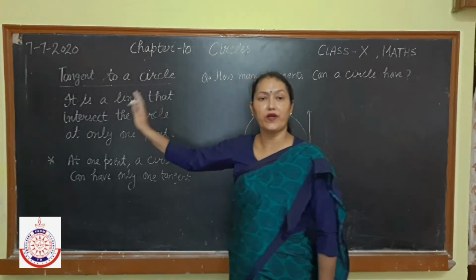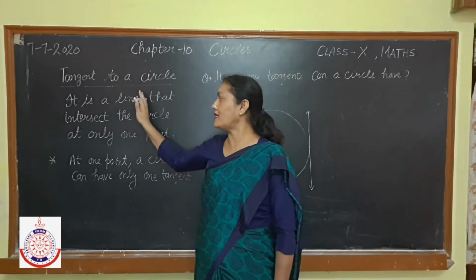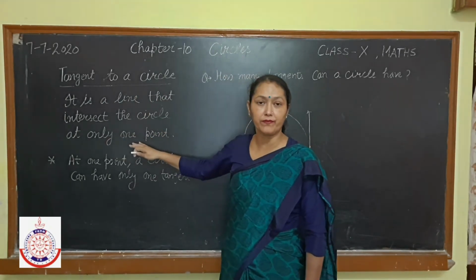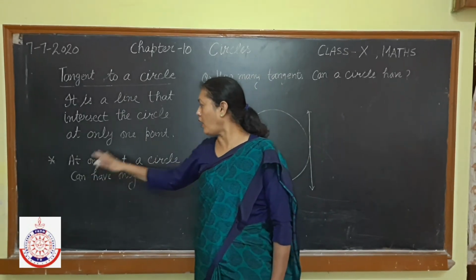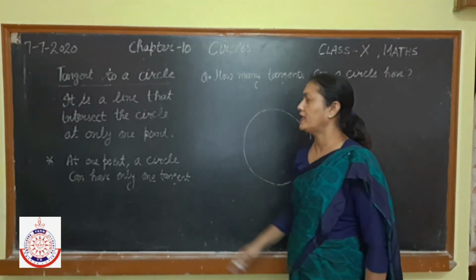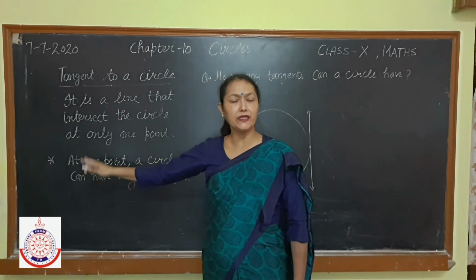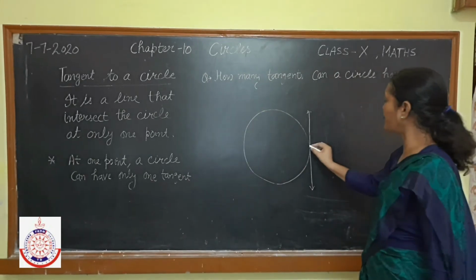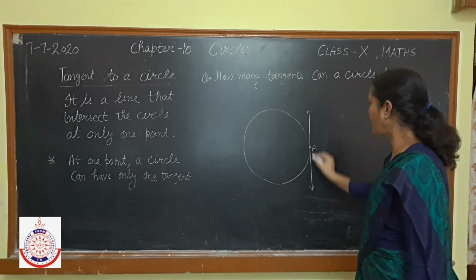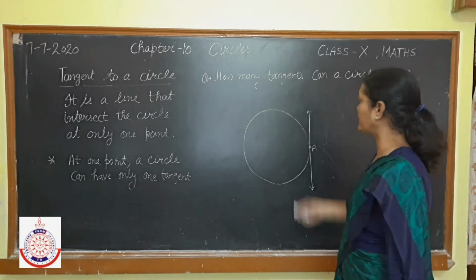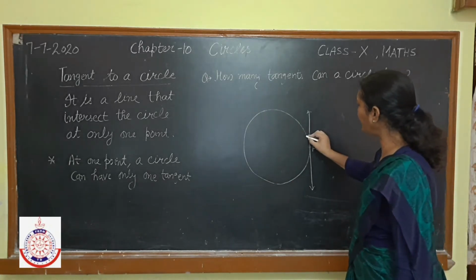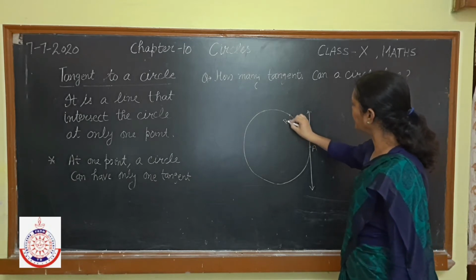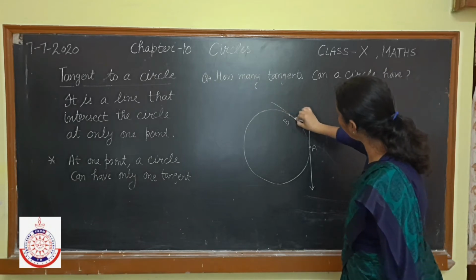Tangent to a circle. What is a tangent to a circle? It is a line that intersects the circle at only one point. Now the question comes, how many tangents can a circle have? The answer would be, at one point a circle can have only one tangent. Like if I have taken this point, this is the only tangent that can be drawn. But on a circle we have many points. If I take one more point, you can take here, then from this point again one tangent can be drawn.